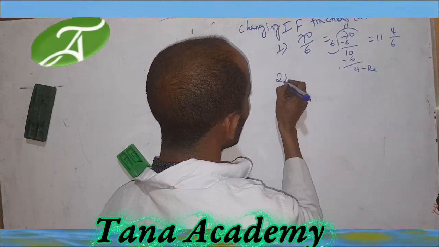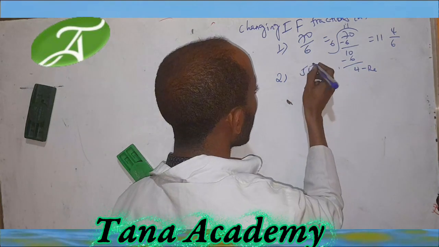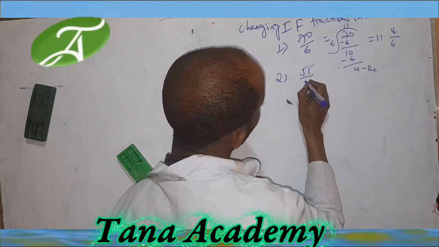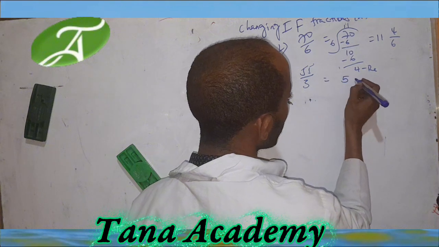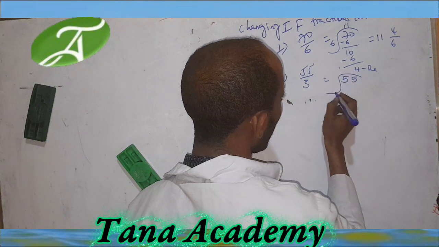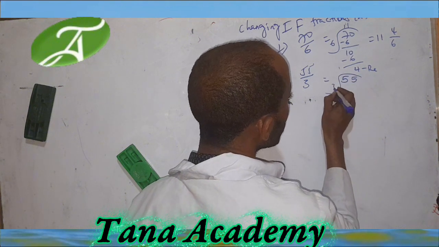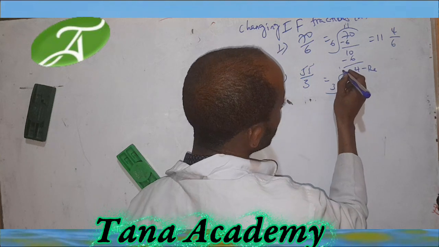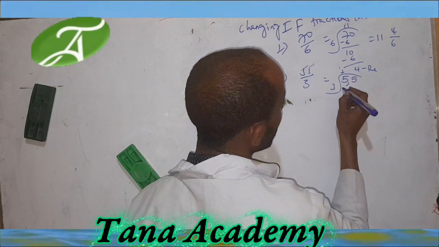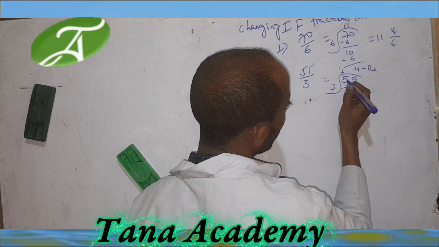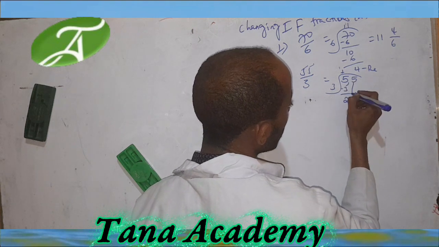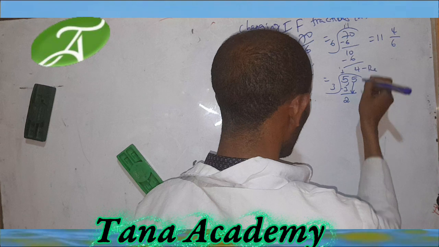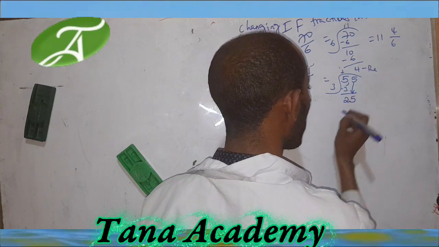Okay. 2. 55 over 3. Let us use the long division method as we did before. 5 by 3, it becomes 1 times 3 becomes 3. 5 minus 3 becomes 2. 2 can't be divisible by 3. Therefore, we have to bring down the 5, it becomes 25.